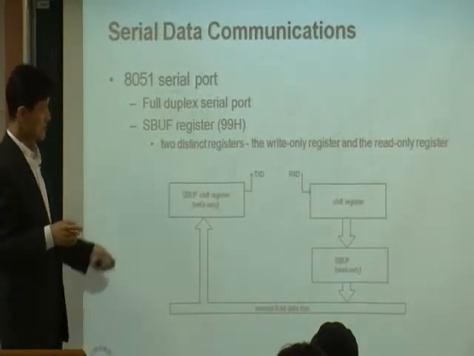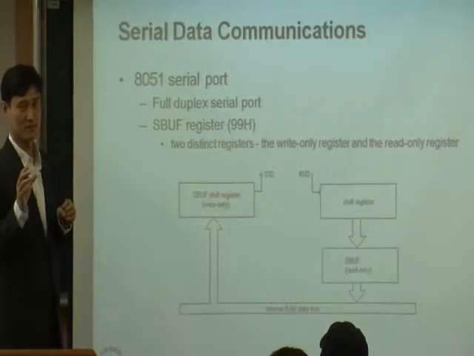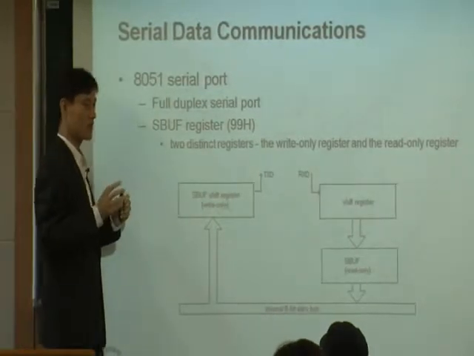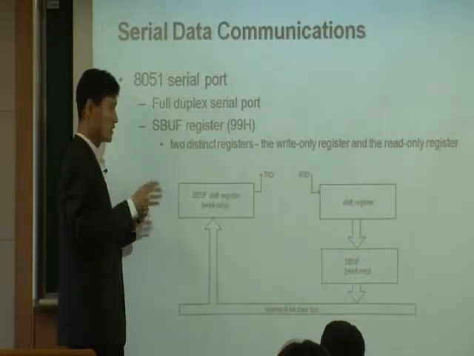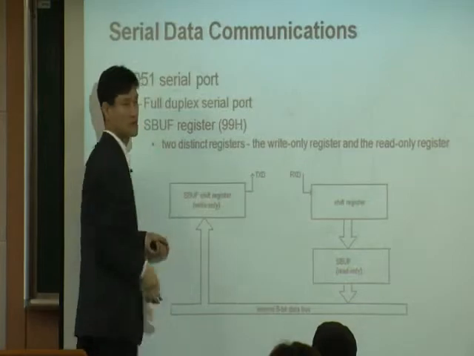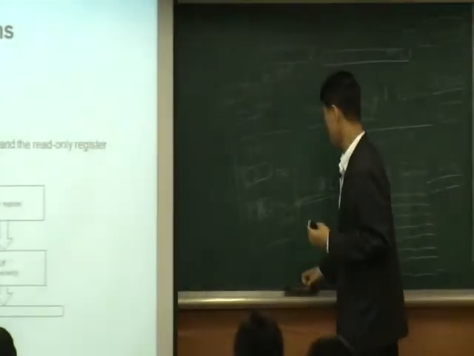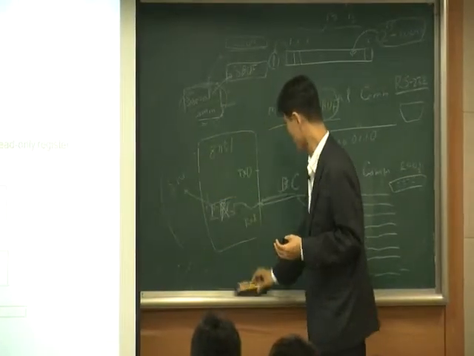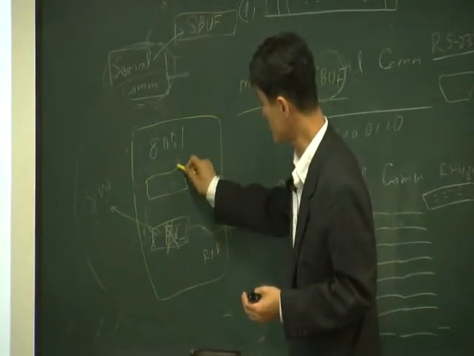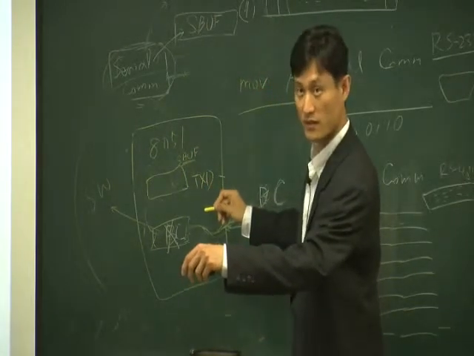So what that means is, let's say you want to transmit C, letter C, then what you need to do is write the value into here. Then the hardware will transmit. Okay? You don't have to do anything. For software, I'm not doing anything. Let's see. I have another SBUF. This SBUF is for write only. I'm talking about this one.